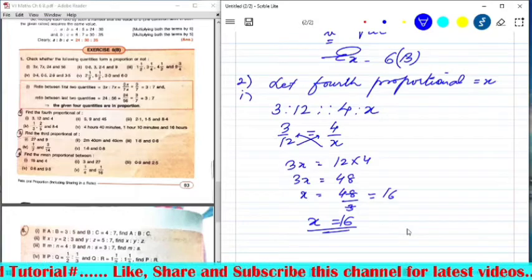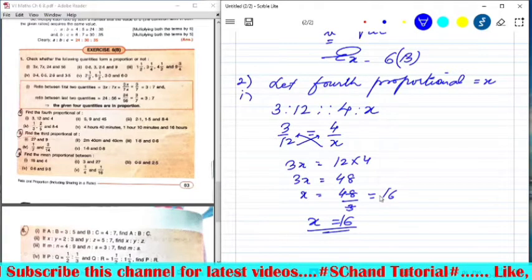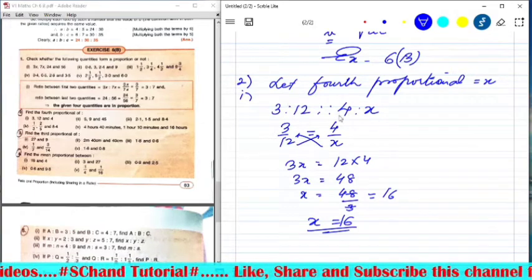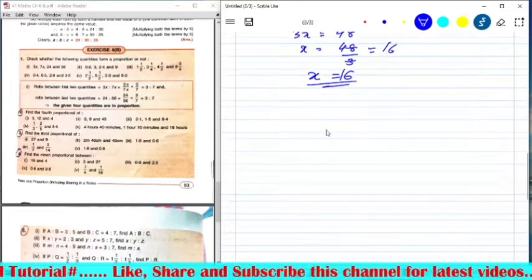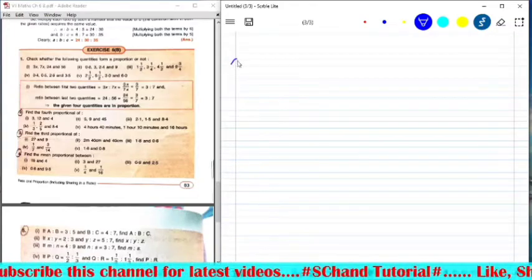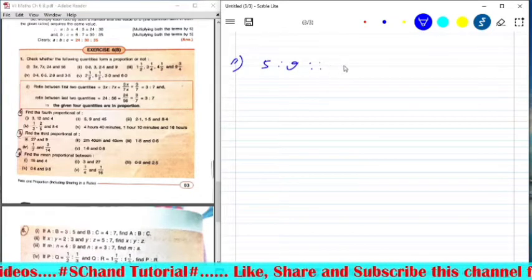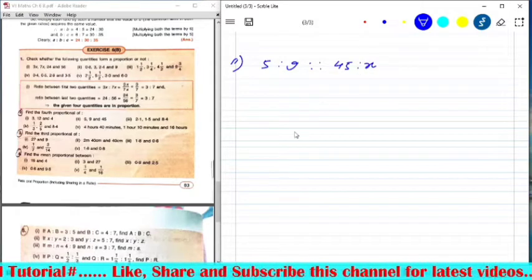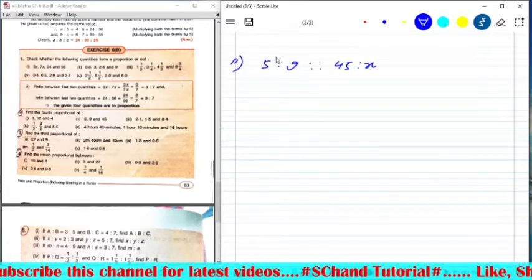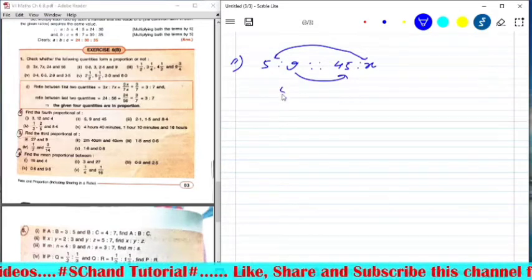The first one, we can do any one among these. We can do the product of extremes is equal to the product of means, so that will also be the same, and that way also we can do. So the fourth proportional, we can do the second one also. 5 ratio 9 double ratio 45 ratio x. So the fourth proportional, we have assumed here, it is x. So we can do it like this also. The product of extremes is equal to the product of means.